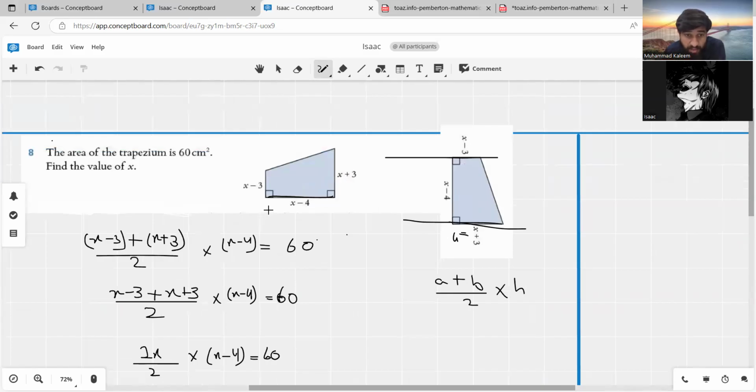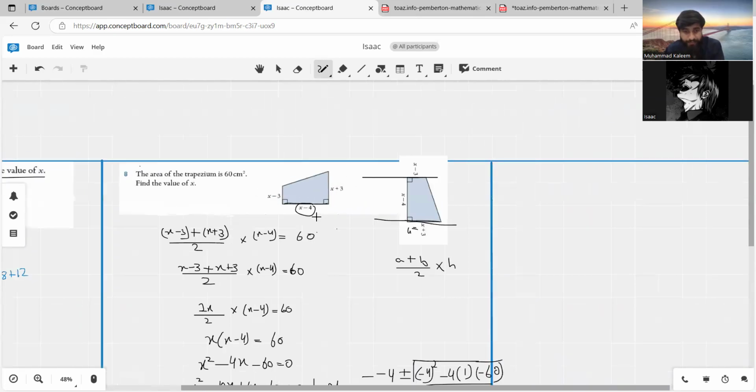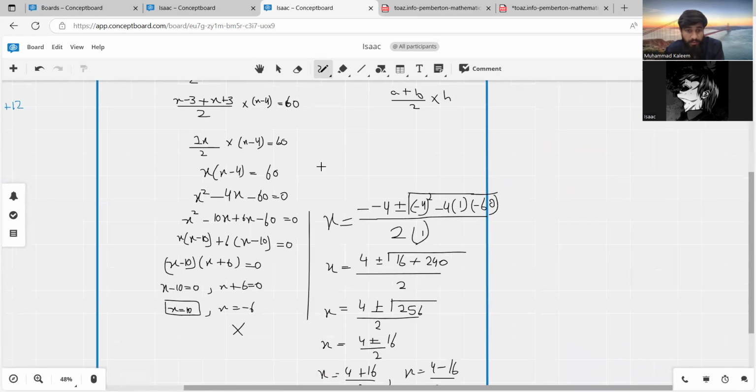Sorry, it must be greater than 4 or 5, because even if we take x as 3, it does not make sense. Why? Because then this length will be -1, and that's not true. It's a contradiction. Length will never be negative. Did you understand what I mean?